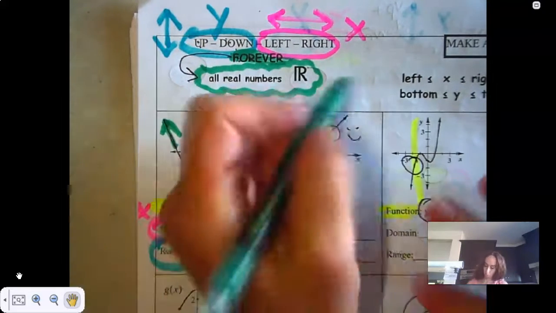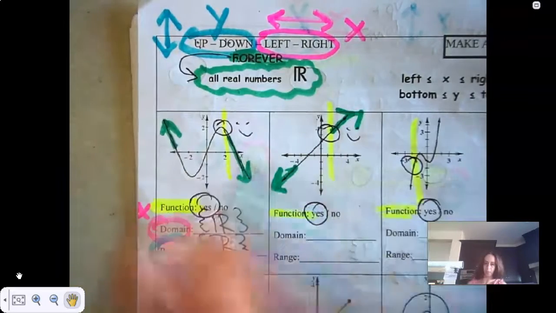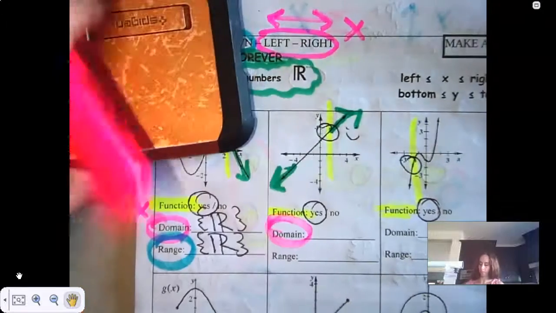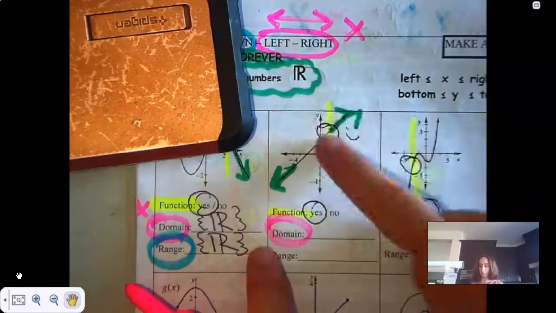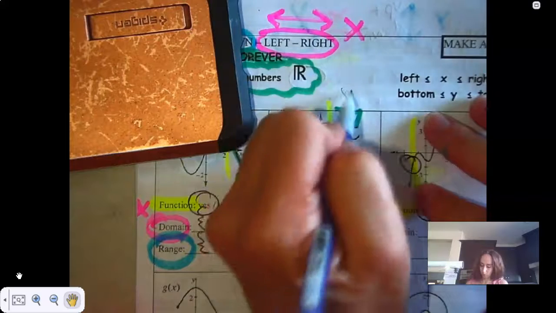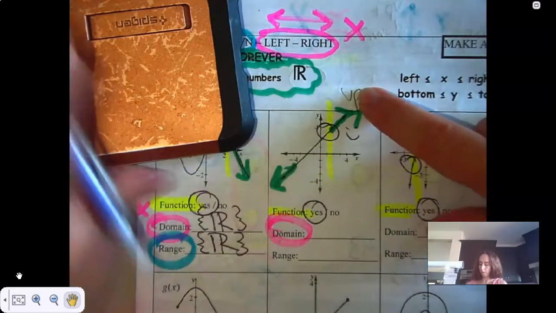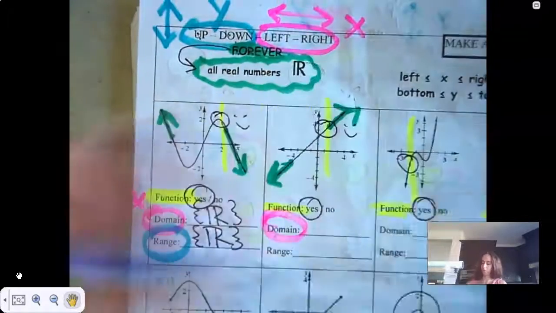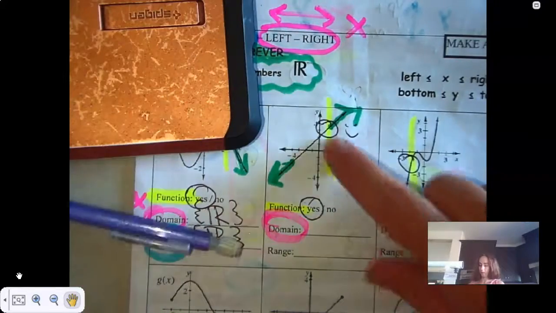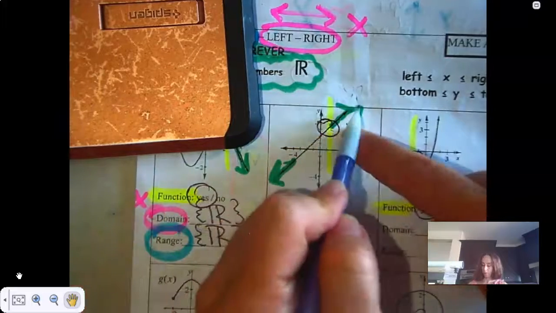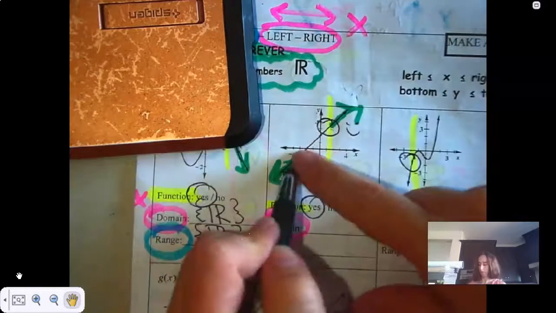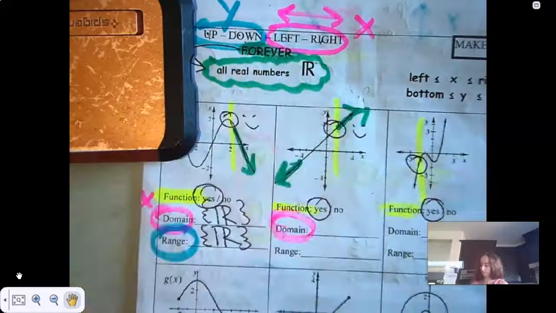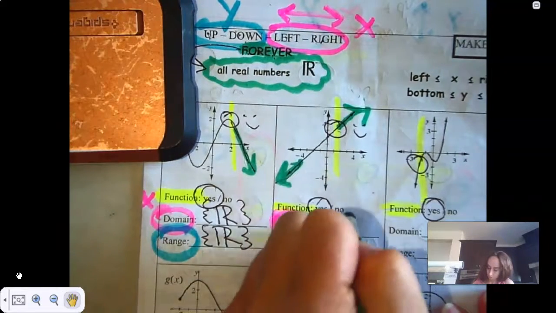Okay, forever, forever. Domain. When I'm dealing with domain, I only see left and right. So when I go like this, if you write the word up for domain, nope, up is your range. So that's not good. All right. So now we look here. Forever to the right. Forever to the left. So if it's forever to the left and forever to the right, all real numbers.